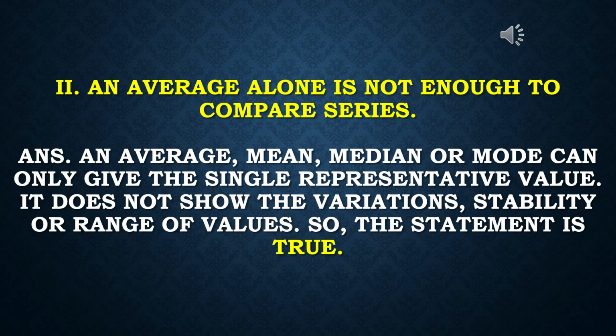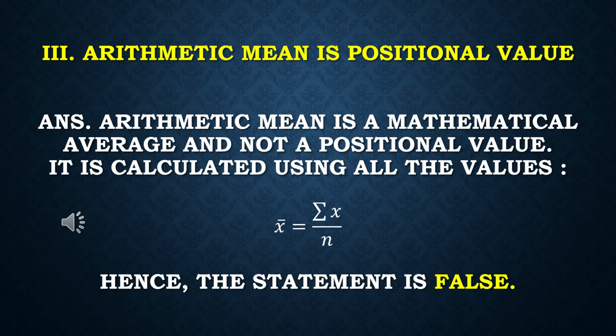Now question 2 of question number 3 is: an average alone is not enough to compare series. So we will have to answer whether it is true or false. So the answer is: an average, mean, median or mode, can only give a single representative value. It does not show the variation, stability or range of values. So here the statement is what? It is true.